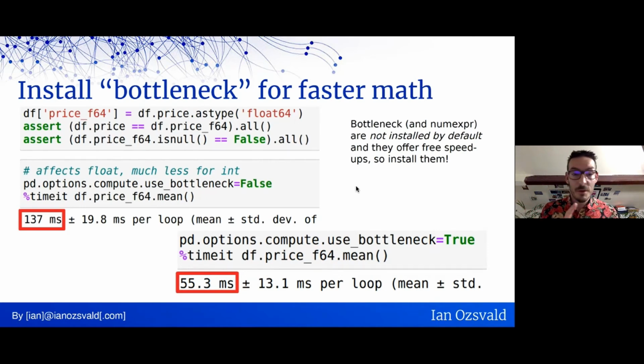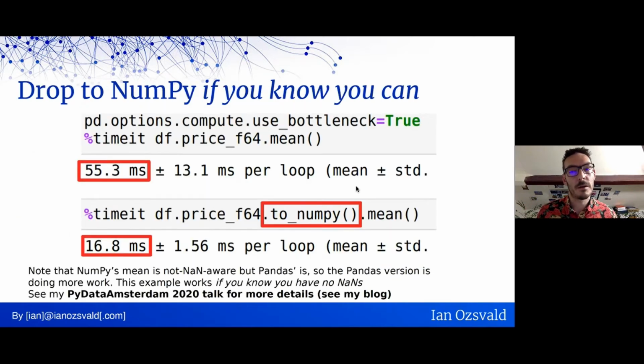You don't have to import it. You don't have to mess around with the pd options. You just make sure you've installed it. Just pip install bottleneck, and your pandas operations will run faster, or the same speed. There'll be no downside. If you want to go even faster, you can drop down behind the back of pandas. In the second cell, I'm taking my price f64. I'm saying to numpy, give me the underlying numpy representation. And then when I call .mean, I'm calling numpy's mean, not the pandas mean, and things can go faster again. There's some caveats around this, which I explored in my PyData Amsterdam 2020 talk. That's on my blog at ianozsvald.com if you want to go and dig some more. Just know that if you drop down to numpy, typically you can call the numpy operations and get another speed up.